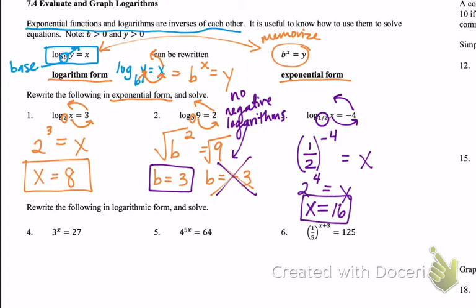Rewrite the following in logarithmic form and then solve. So here we're doing the opposite. So we have 3 to the x equals 27. If I'm going backwards, this 3 becomes my base. The x goes to the other side, and then the 27 comes over. So it would be like saying log base 3 of 27 equals x.